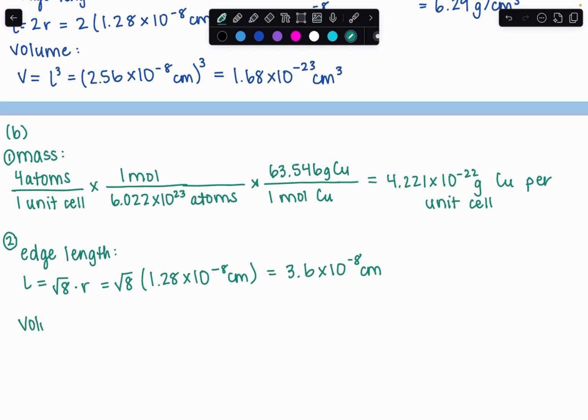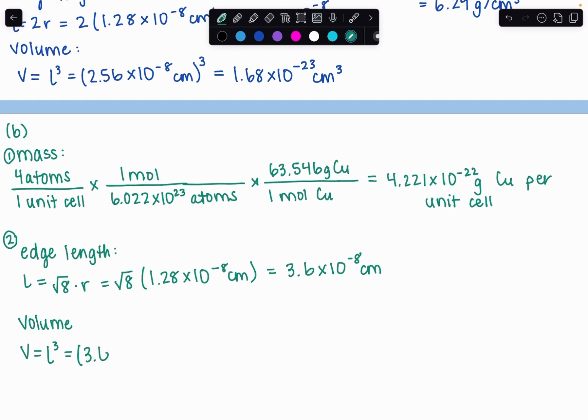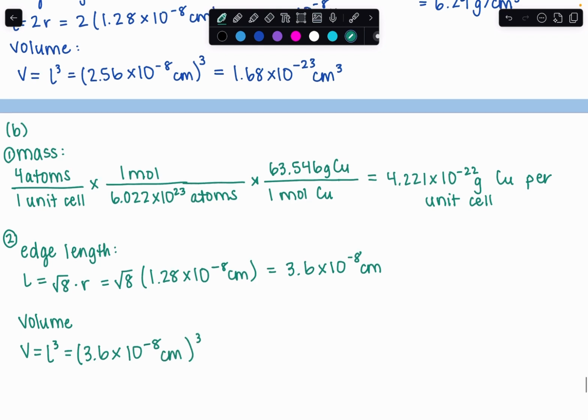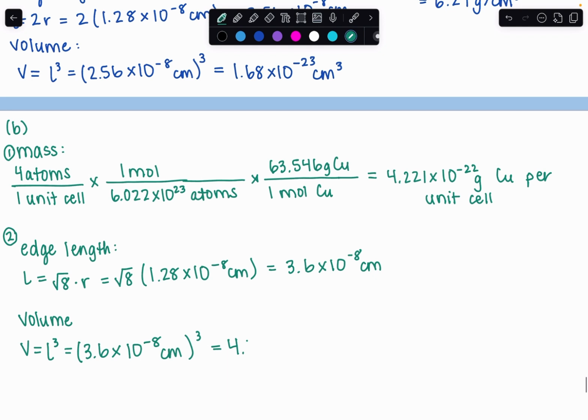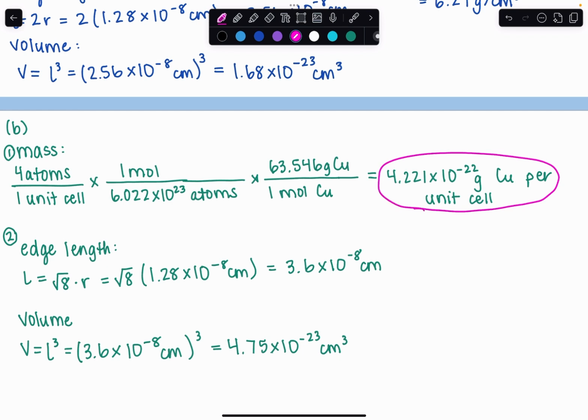Volume, we take that edge length and cube it. 3.6 times 10 to the negative 8 centimeters, all of that gets cubed. This is 4.745, so we'll do 4.75 times 10 to the negative 23 centimeters cubed. So we have found the mass, we have found the volume. Last step is to calculate density.